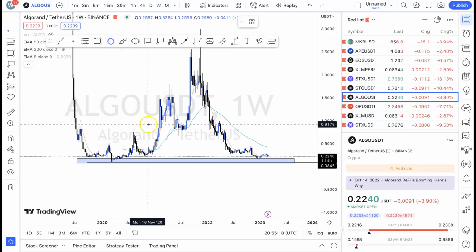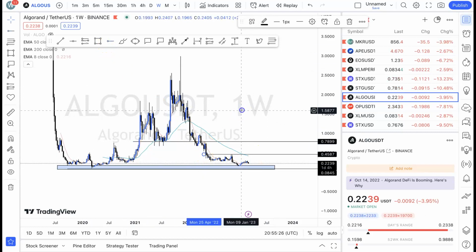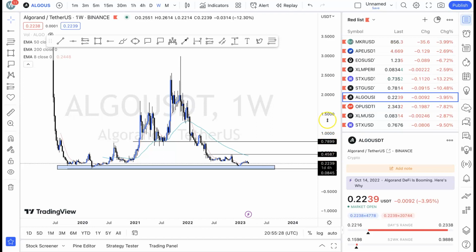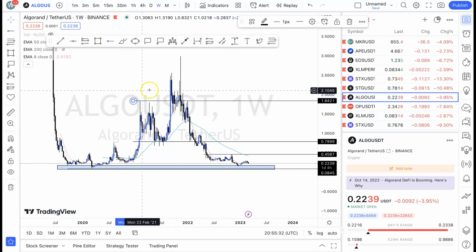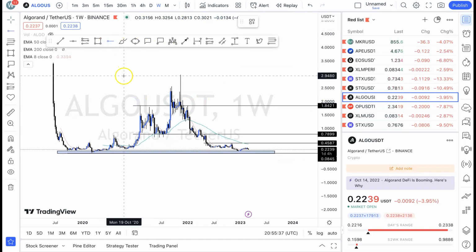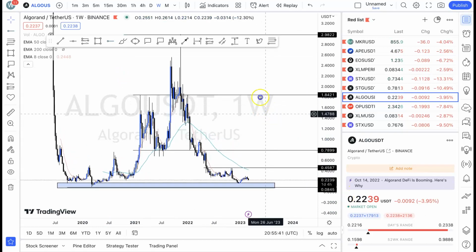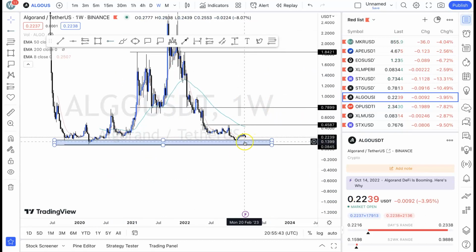So what are the areas to anticipate for Algo? Right, 0.7 cent, it will be a great area for it to recover to. 0.4, 0.7, and if the bull run continues, you can expect it to go as high as these lines that I'm marking up for you. So Algo, it's a goodbye for me at that level.